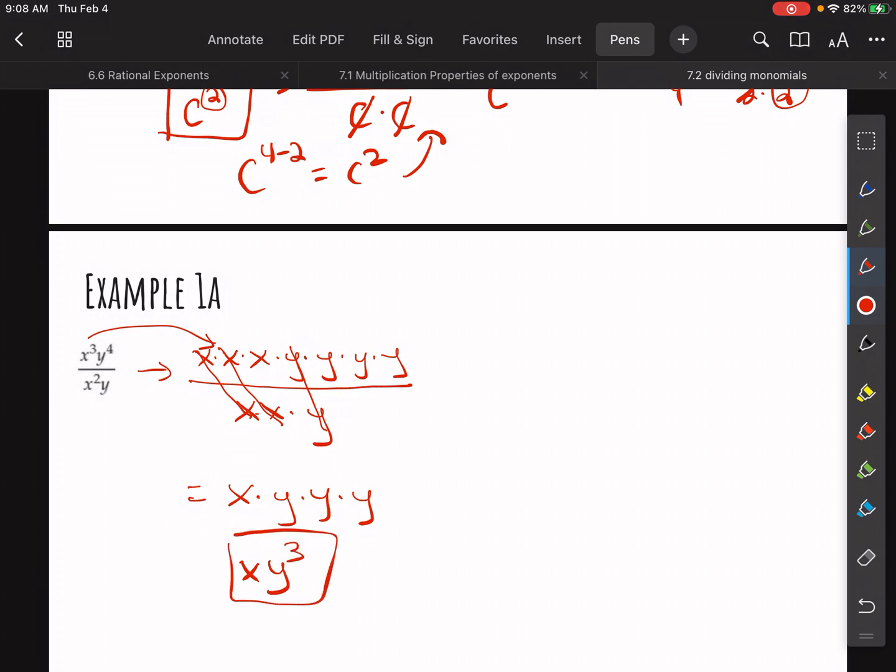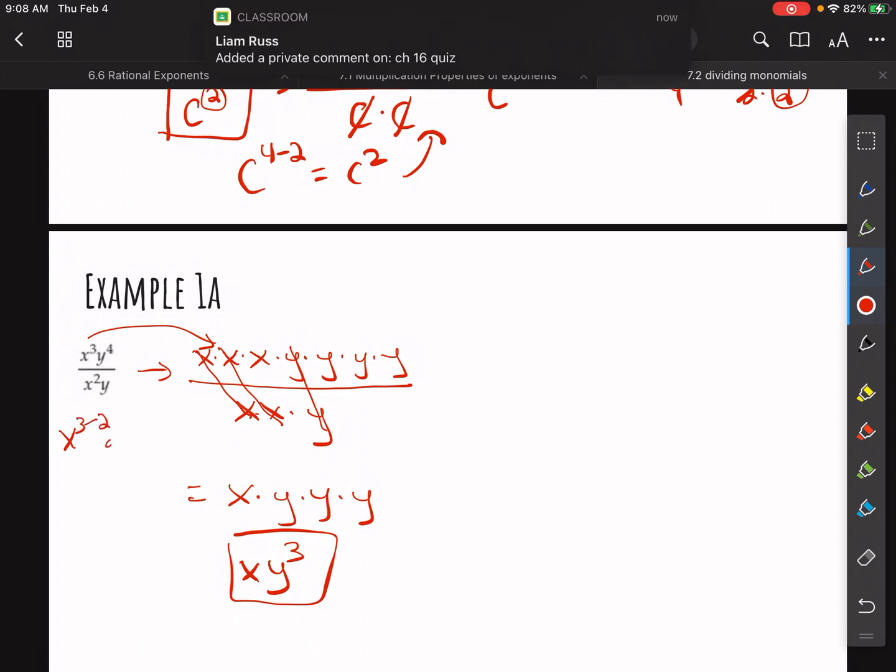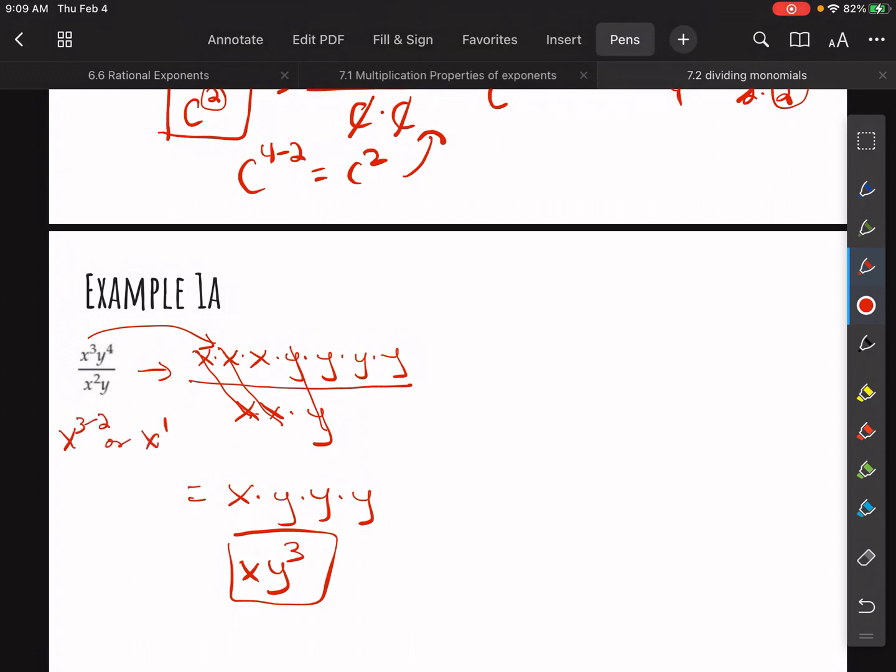And I could have done that without writing all this out, because I know that x to the third over x squared, I could subtract. I could say that's the same thing as x to the 3 minus 2, or x to the 1, right? And then for the y's, y to the fourth over y to the first power. y to the 4 minus 1 is the same thing as y to the third. So I end up with x times y to the third.